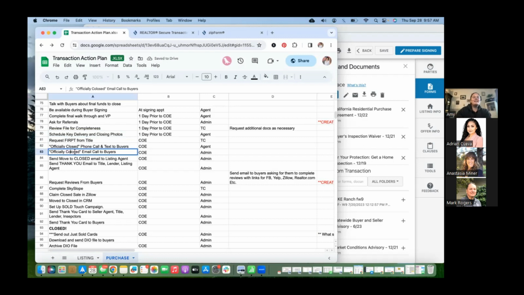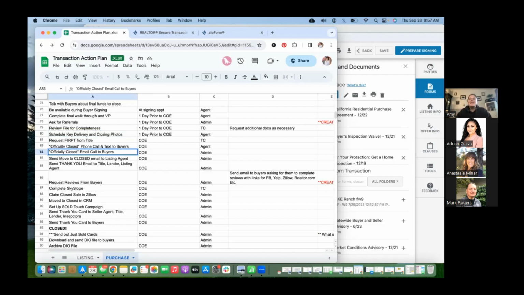Officially closed email or text message and phone call to the buyers to say, congratulations, you're officially homeowners. We're officially on record. I know we talked about meeting at 2 o'clock today so that I could get you keys to your new home and take some really cute pictures. Does that still work for you?